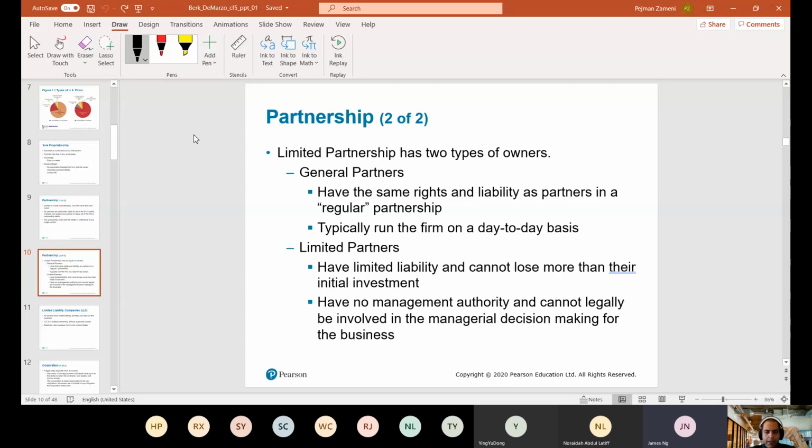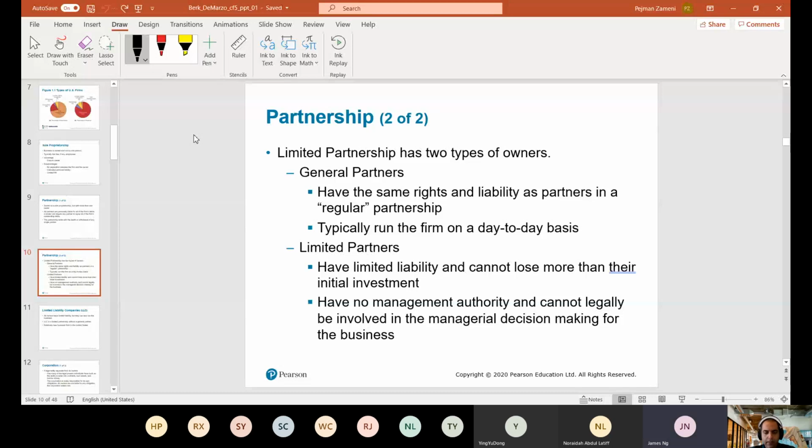A limited partnership has two types of owners: general partners and limited partners. General partners have the same rights and liability as partners in a regular partnership, and typically run the firm on a day-to-day basis. How about the limited partners? They have limited liability and cannot lose more than their initial investment.